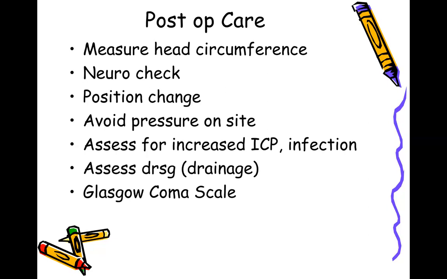Avoid pressure on the site. Like, we don't want to disrupt that. We don't want to move it or anything. So we're going to avoid pressure on the site. Assess for increased cranial pressure. So what are those things that we're going to be looking for? We're going to be looking for Cushing's triad, which is that high systolic blood pressure with a widening pulse pressure, a low heart rate, and then a weird respiratory pattern, not rate, but pattern to it. And then infection, we're worried about infection. So if we're looking at the site, we're looking for redness, drainage, fever, that kind of thing.